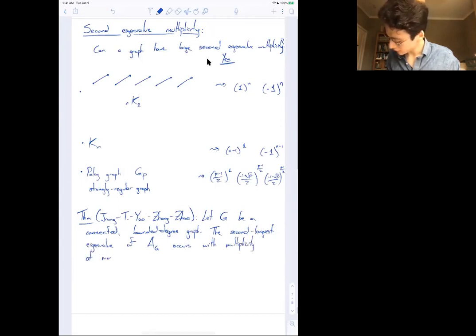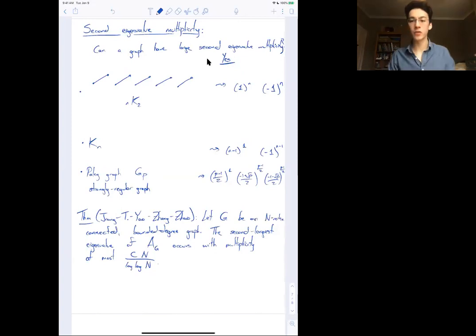So the second largest eigenvalue multiplicity is at most, well, what we prove is some constant that depends on the bound on the degree times the number of vertices over log n. So just slightly sublinear. So as long as you have these two conditions, connected to rule out this first example, and bounded degree to rule out these next two examples, you get a sublinear second eigenvalue multiplicity.